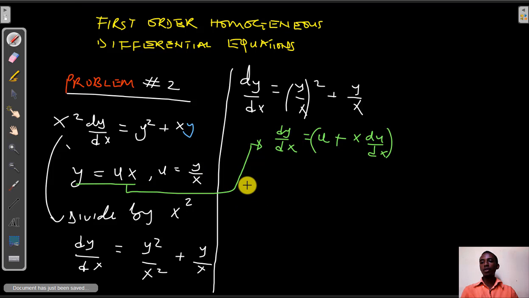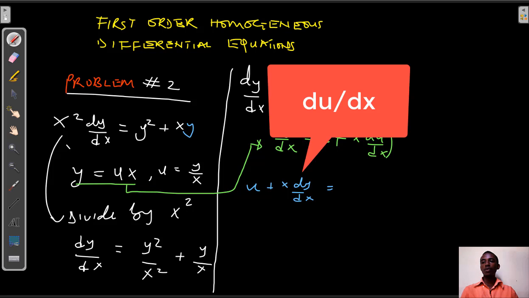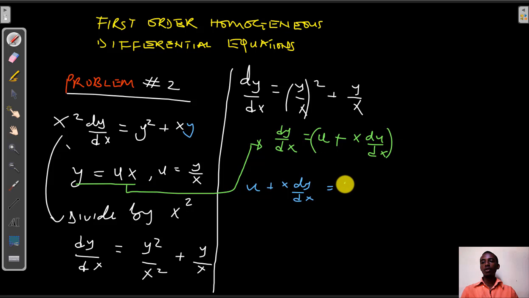So that's going to be u plus x du/dx equals, where there is y over x, that's going to be u squared, and then y over x is going to be u. So u subtracts with u. Let's see what we have now. Did I get this wrong? This is u plus x du/dx, not dy/dx. Sorry about that. So that's x du/dx equals u squared.